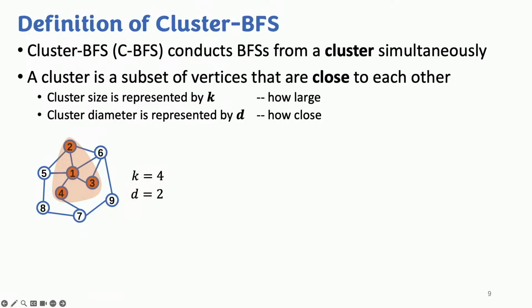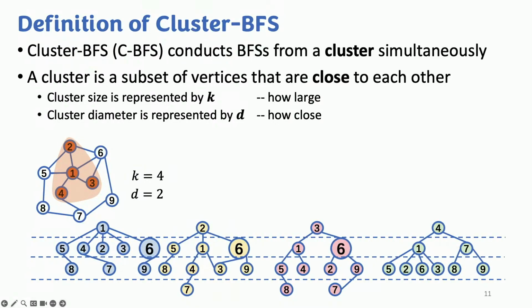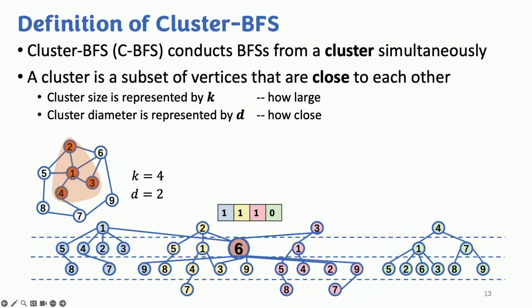If we run BFS from the sources independently, we can get 4 independent BFS trees. But if we run a cluster BFS from them, we can get a merged tree. What does that mean? Let's look at it. The first 3 BFS trees reach vertex 6 at the same round. That means the first 3 BFS trees can be merged at vertex 6 at the same level. To distinguish which BFS reached it, we can assign each BFS a bit and use a bit vector to record this information.